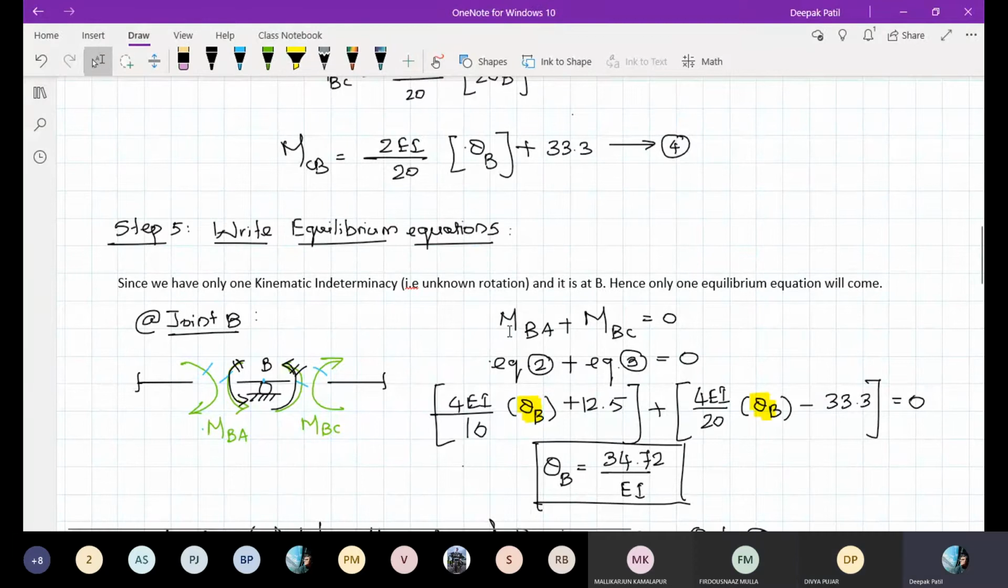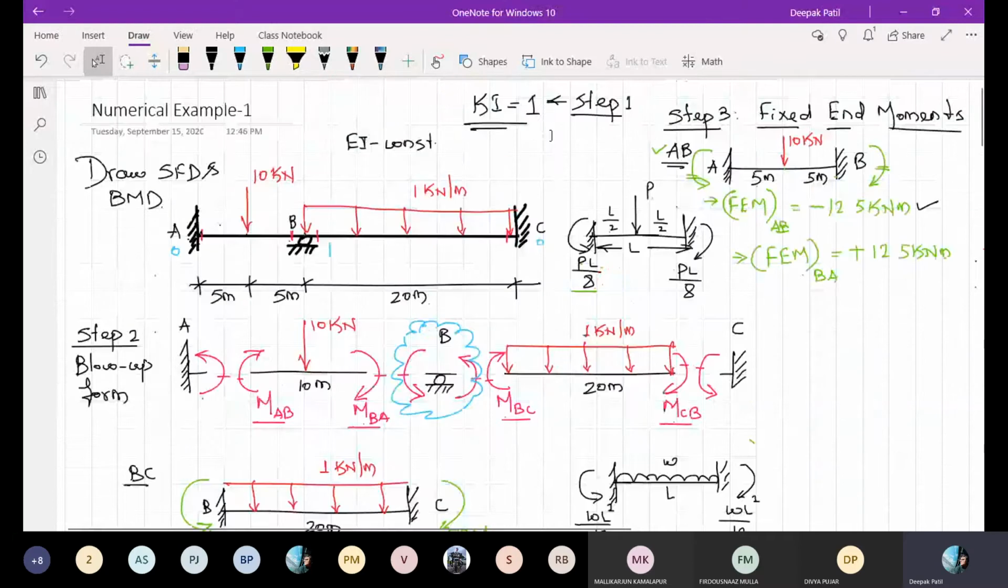Now there is one more thing you can note down here. Since we have only one kinematic indeterminacy, that is the unknown rotation at theta B, you are supposed to write only one equilibrium equation. The number of kinematic indeterminacy will give you how many equilibrium equations you have to write. In our example, we had only one kinematic indeterminacy, right? It means only one unknown is there, that is theta B.